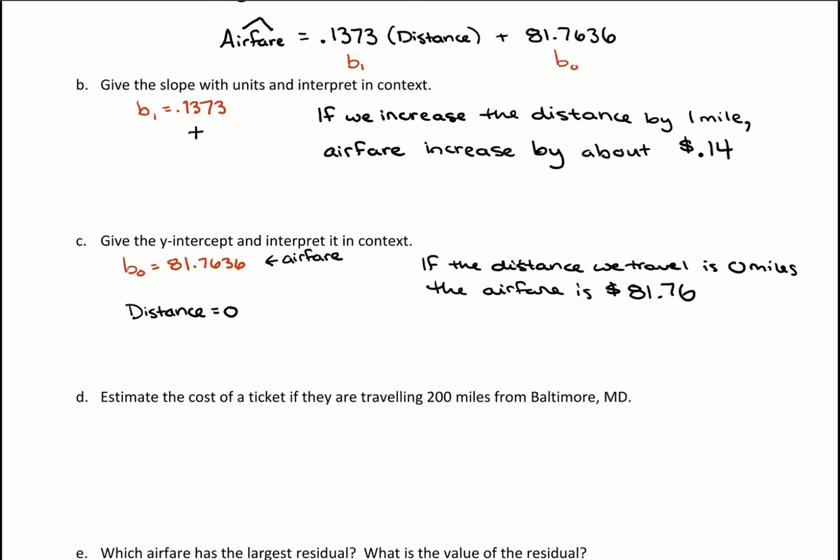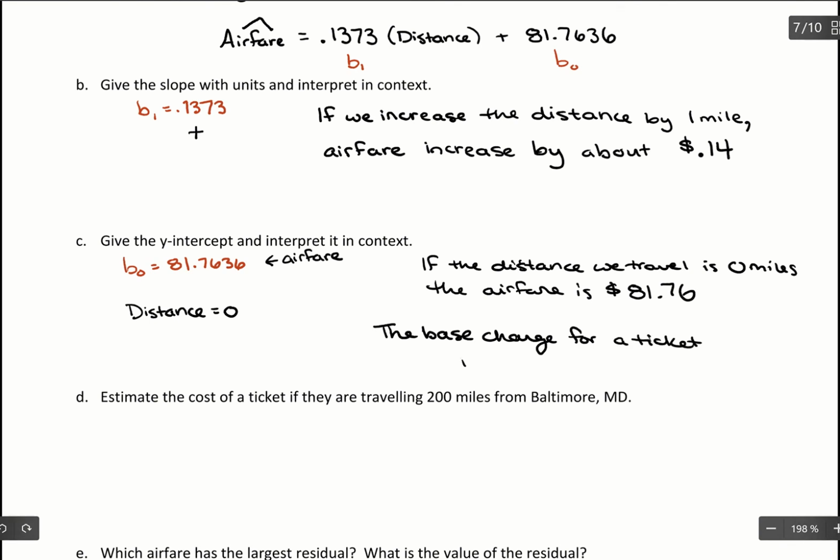But what you could think of is in terms of buying a ticket. Say you're traveling. If you don't go anywhere, there's already going to be this charge of $81.76. And then it's going to start increasing based on how far you're traveling. So we could think of this as kind of the base charge. The base charge for a ticket is $81.76. So sometimes it might look like it doesn't make sense, but think in the context of things of how it could relate.